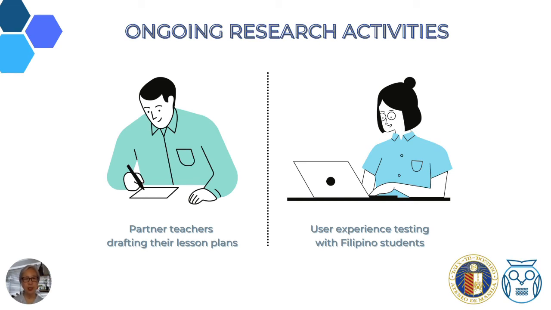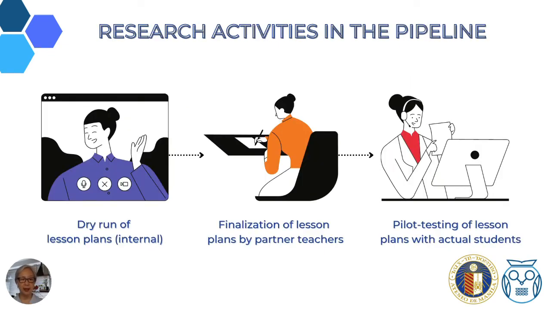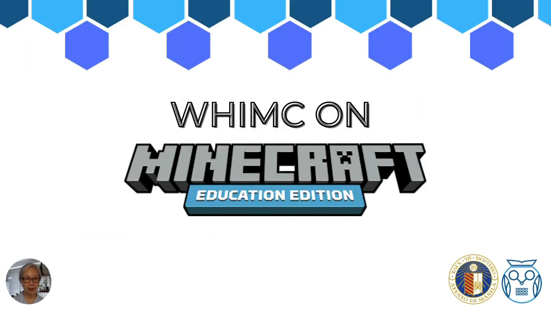When we find these user experience problems, we will take them to the UI/UC team, and we will ask them to make modifications. So hopefully, by the time the teachers are ready with their lesson plans, the Whimsy worlds will be relatively error-free. We will have a dry run of the lesson plans, which is again going to be internal. We won't be using actual students just yet. Then we will do a finalization of the lesson plans by the partner teachers, and it's only at this point that we will take the lesson plans to the classroom for the teachers to pilot.